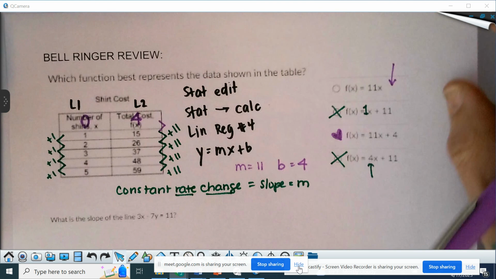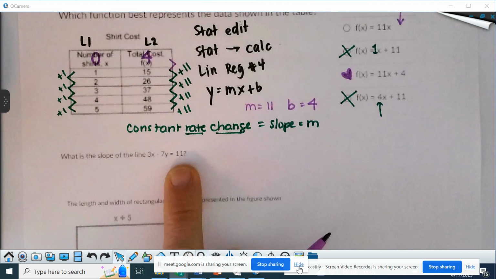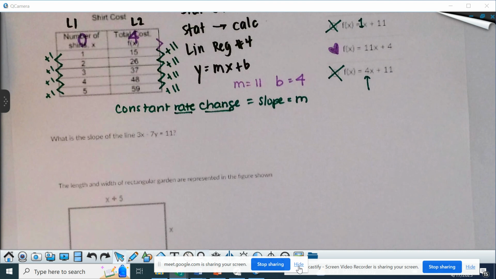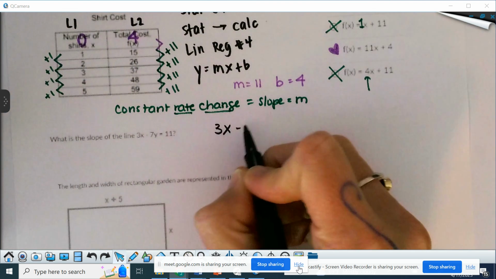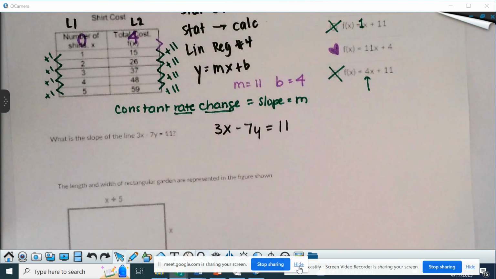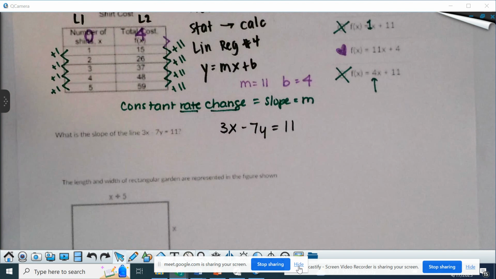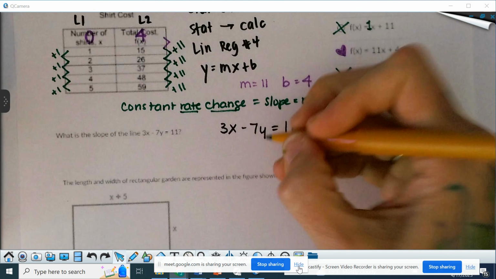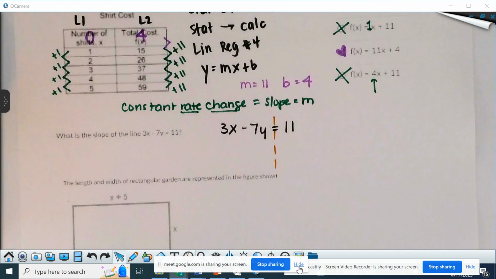With that being said, the next question, a ton of us missed this, and I don't know why. What is the slope of the line 3x minus 7y equals 11? Now, obviously it's not in slope-intercept form, so you can't just guess the way it is, but we can isolate y and get it in slope-intercept form. So get it in y equals mx plus b form.